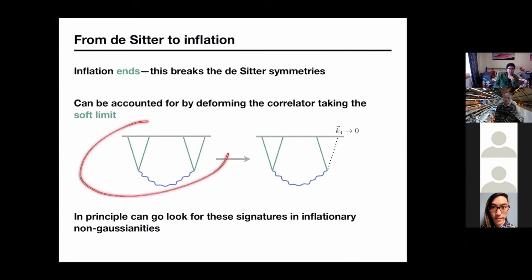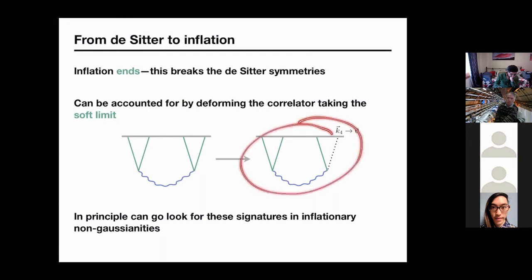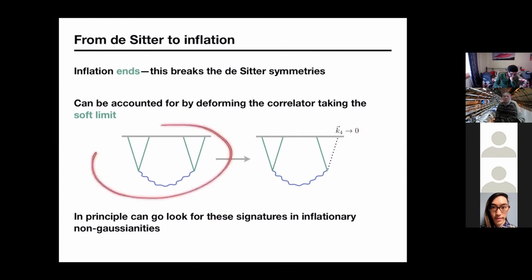So given this 4-point object computed in exact de Sitter space, it turns out that by deforming the masses of the external particles a little bit and taking the limit where one of the momenta is taken to be soft, this thing produces for you the 3-point function in a slow roll inflationary spacetime. And so there's a controlled way to deform this exactly de Sitter invariant 4-point object into a slow roll inflationary 3-point object. Okay.